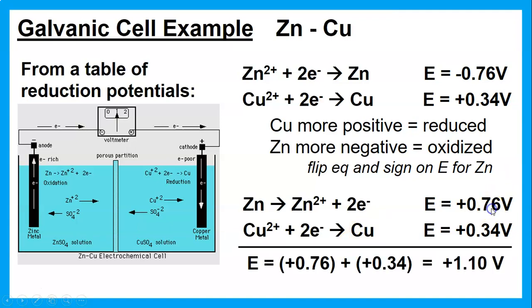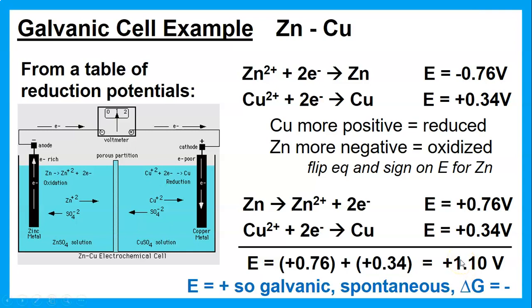When you add these values up, do you see that you get a positive? That means this is galvanic. This is spontaneous. Delta G is negative. It's going to happen all by itself. I do not have to hook this up to electricity to force it to happen.